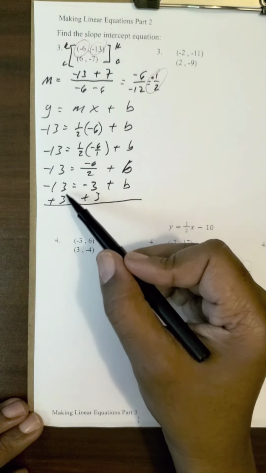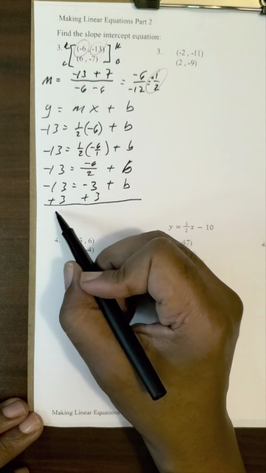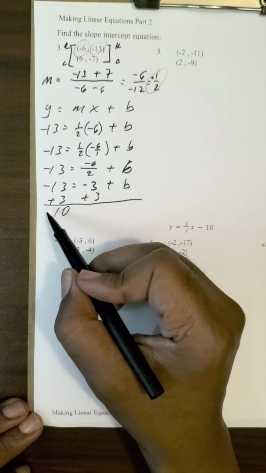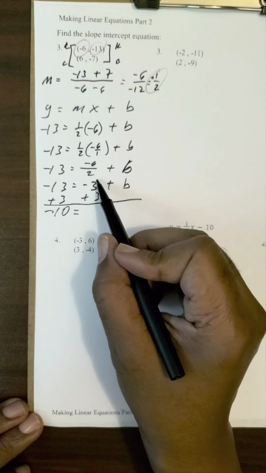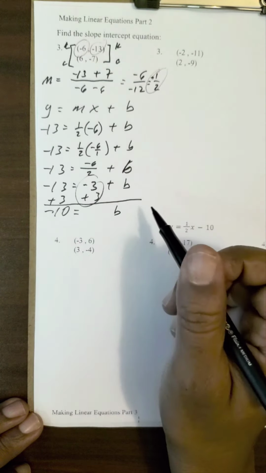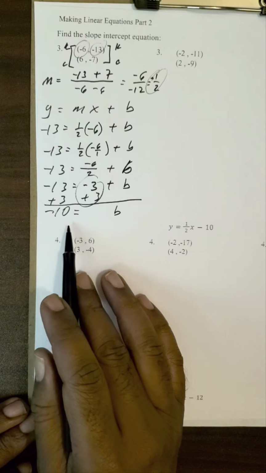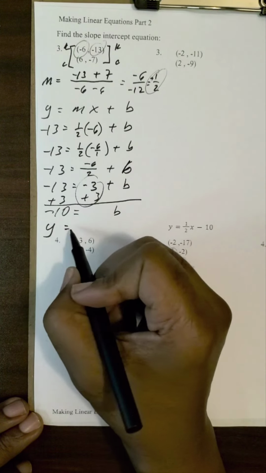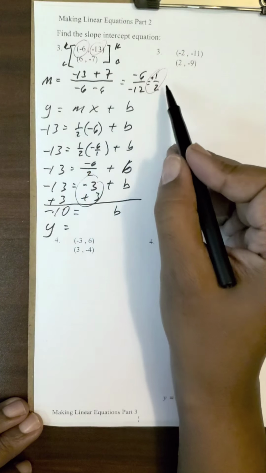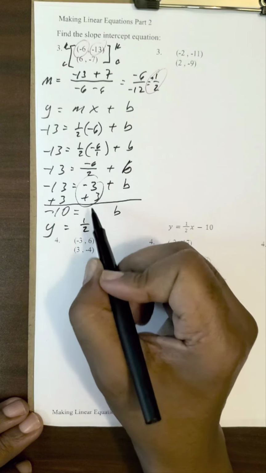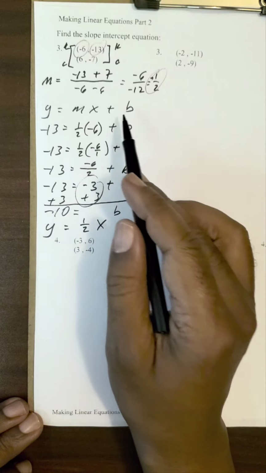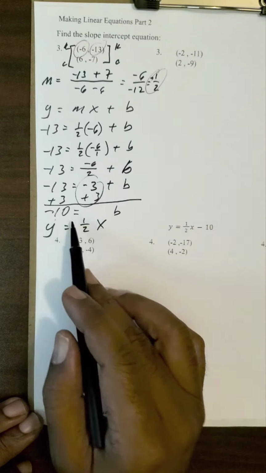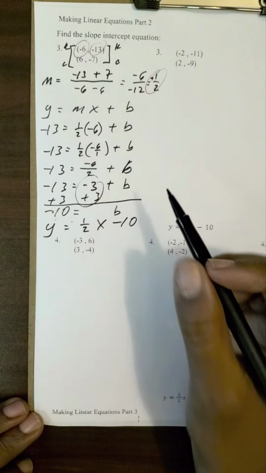And here, different signs subtract, so 13 take away 3 is going to be 10. And the bigger sign wins, that's negative 10. This goes to 0, and the b comes down. So now we know that b is negative 10. So we'll go back here and write y equals, instead of m, we put 1/2. We put the x in, and instead of the plus b, we're going to put a negative 10. We're done.